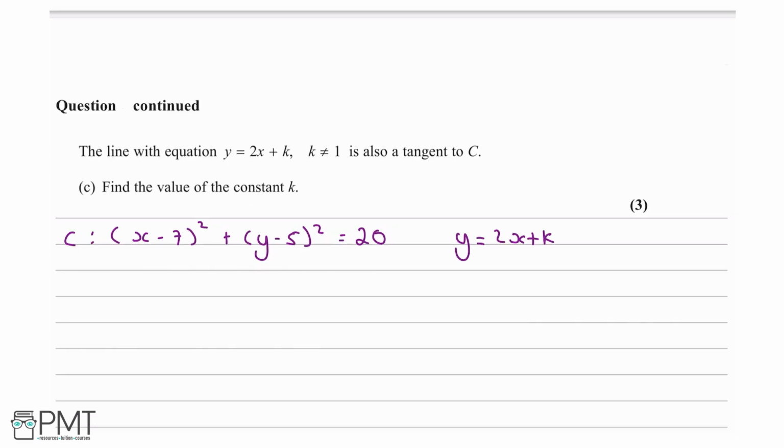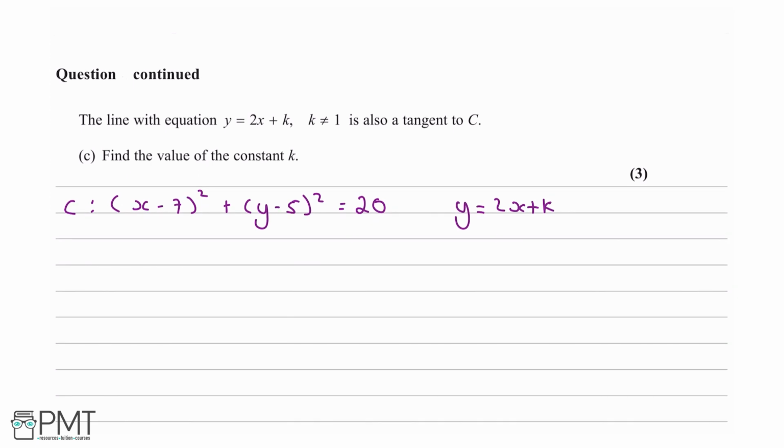We are told the line with equation y = 2x + k, where k doesn't equal 1, is also a tangent to C. Part C is asking us to find the value of the constant k for 3 marks. So we are told that y = 2x + k is a tangent. What this means is that when there is a tangent, it implies a solution exists. It just means that at some point they intersect and therefore it can be solved. So the way I'm going to solve this is by plugging y = 2x + k into our equation for C.